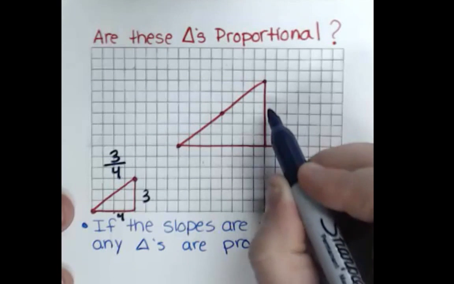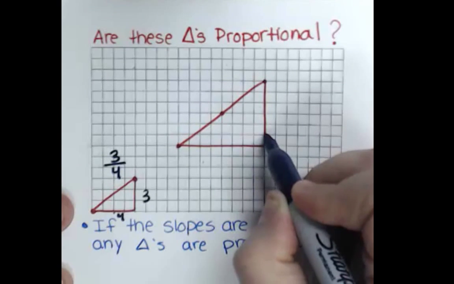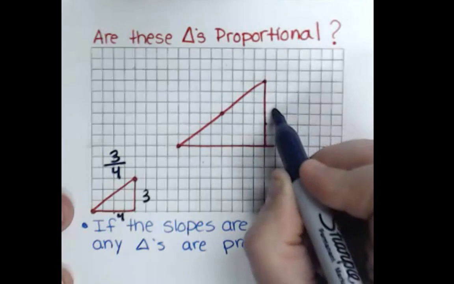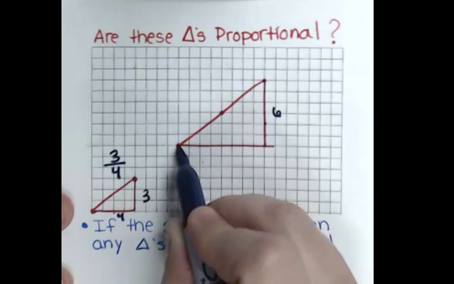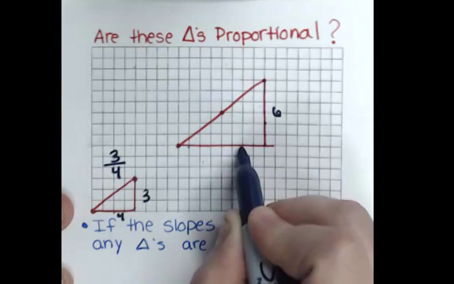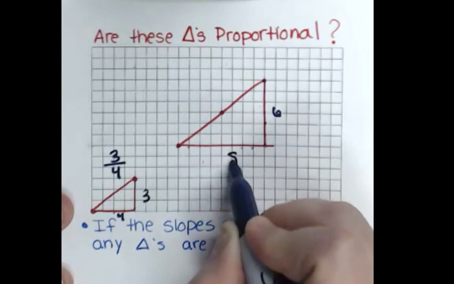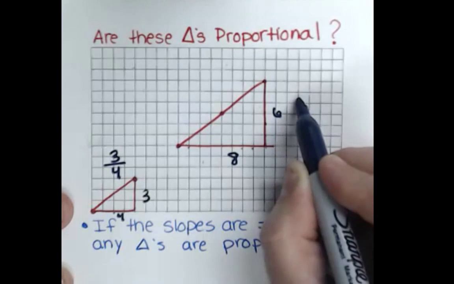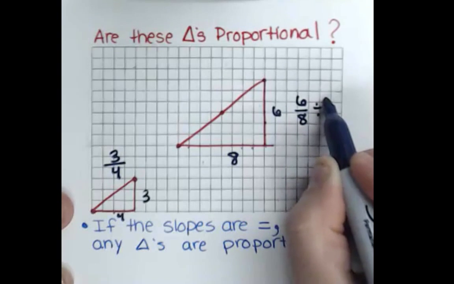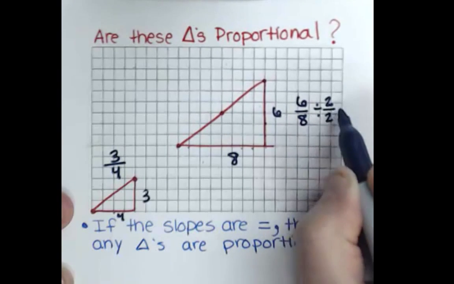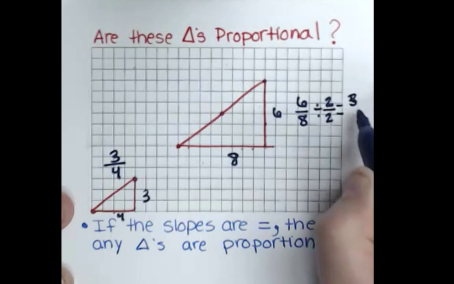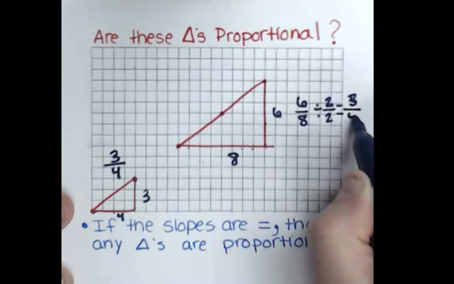The larger triangle has a rise of 1, 2, 3, 4, 5, 6, a run of 1, 2, 3, 4, 5, 6, 7, 8, and therefore its slope is 6 divided by 8, which can be simplified by dividing both numbers by 2. 6 divided by 2 is 3. 8 divided by 2 is 4.